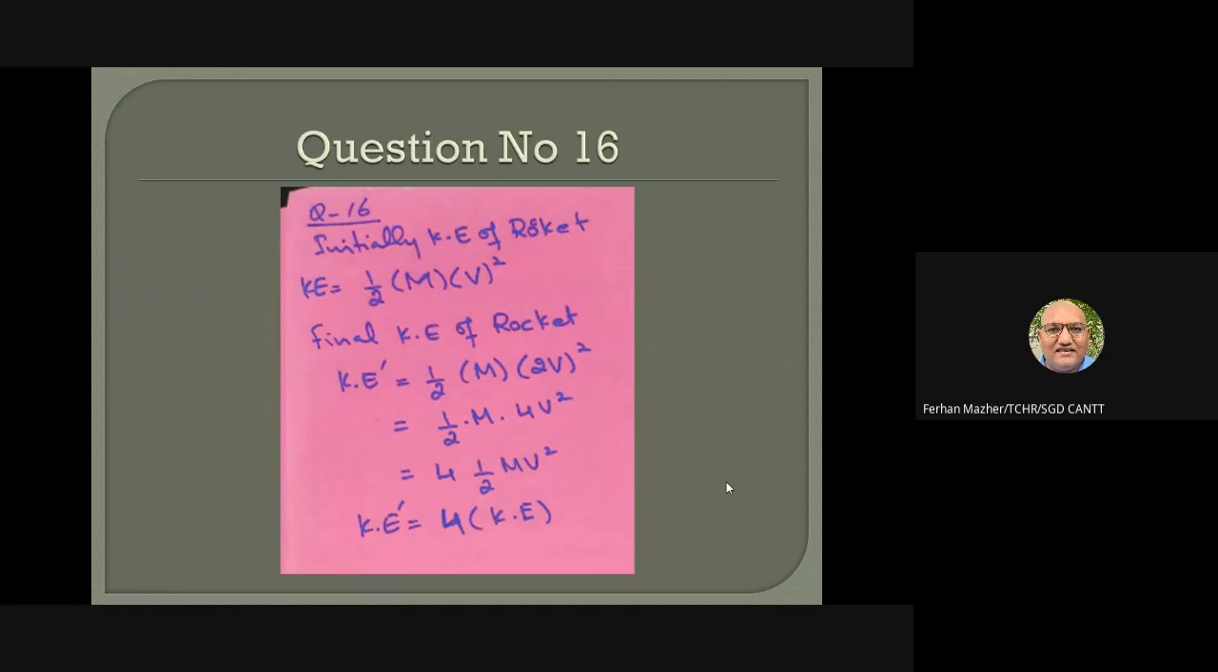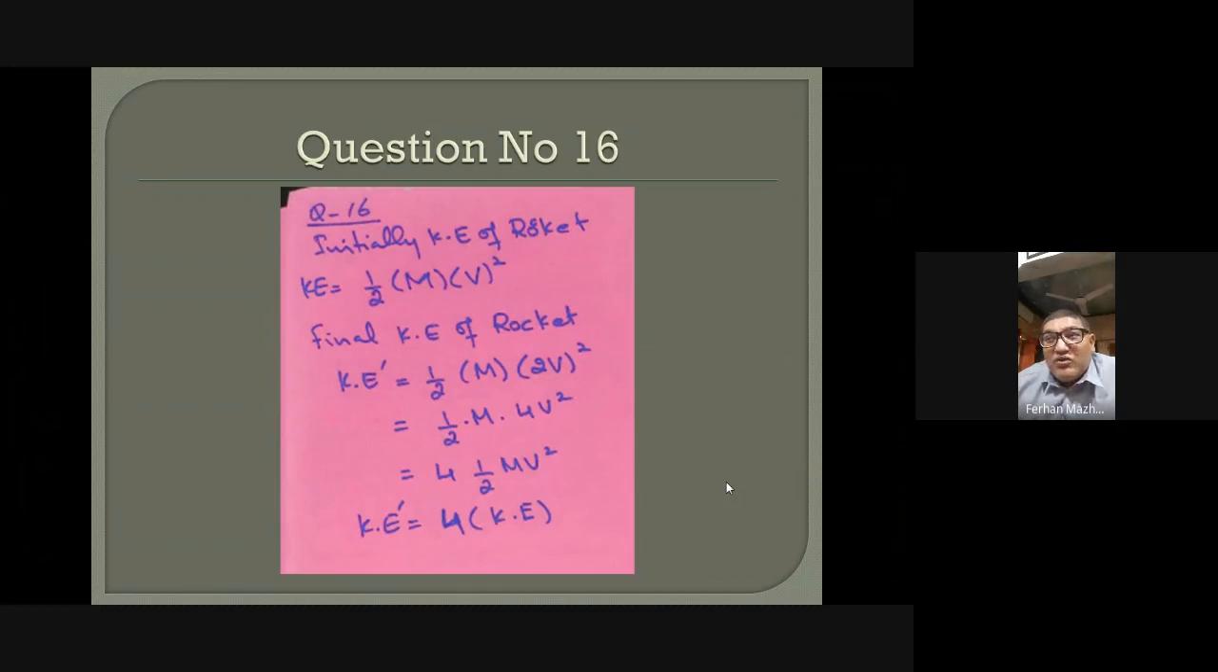So initially the kinetic energy of the rocket will be K equals 1 by 2 mv squared. Its mass is capital M and velocity is capital V. He's only talking about the rocket, not the fuel. So the kinetic energy will be 1 by 2 mv squared. Then in the second situation, what happens? The rocket mass is still m and the rocket is moving at a speed of 2v.